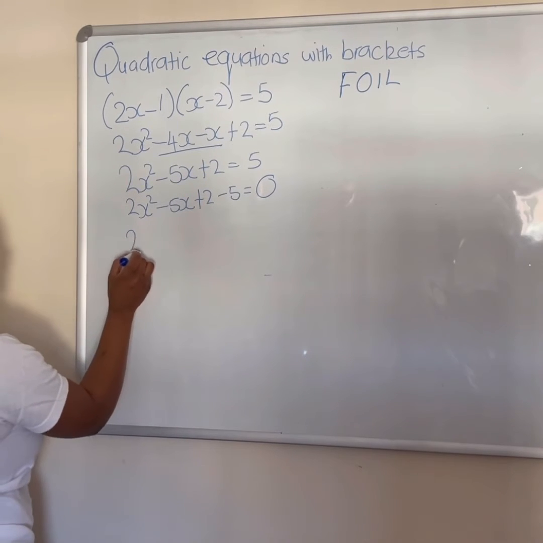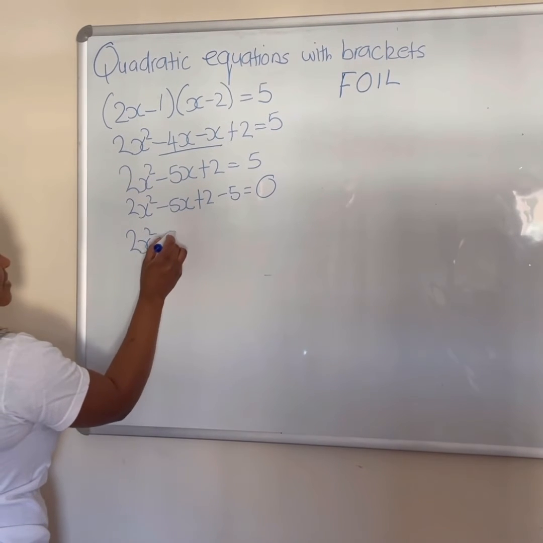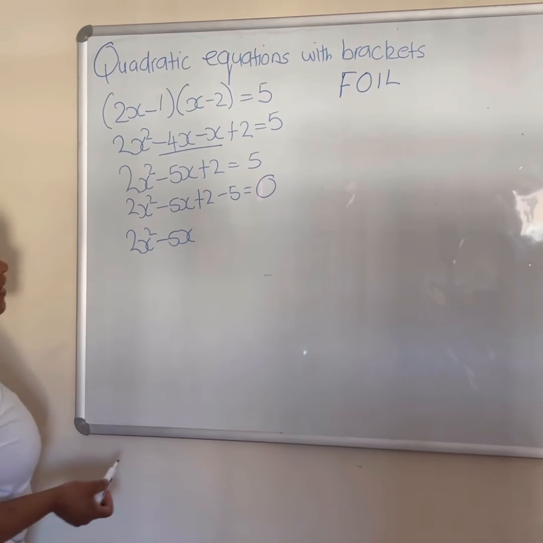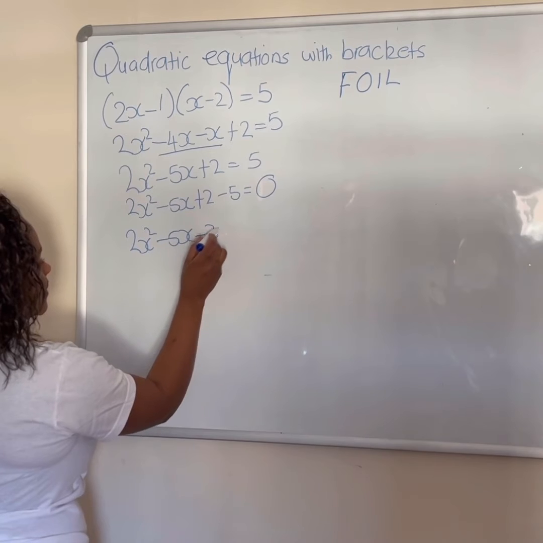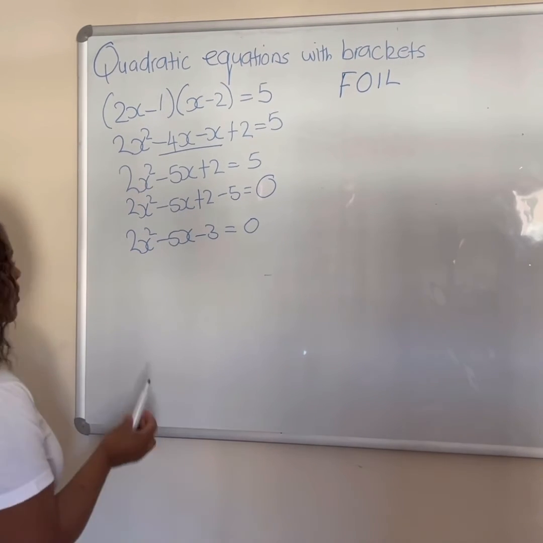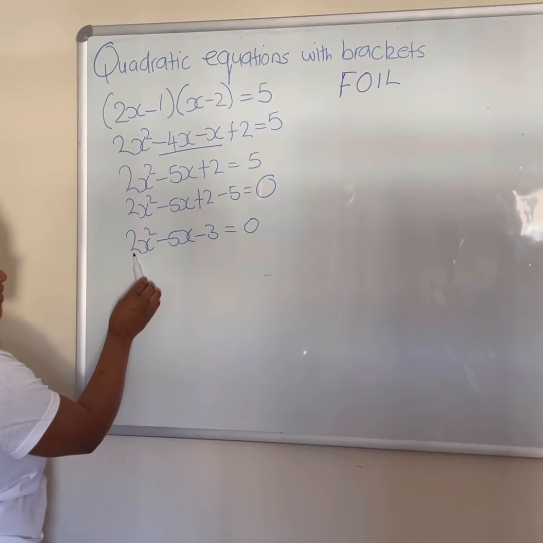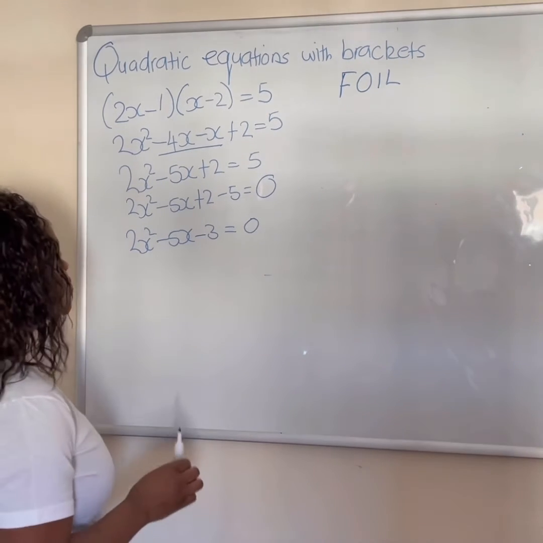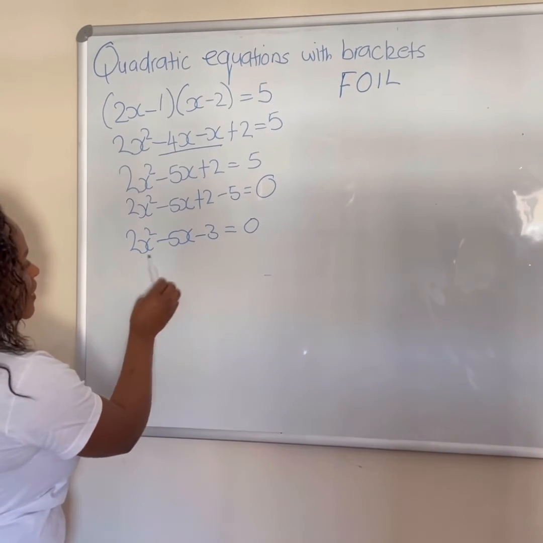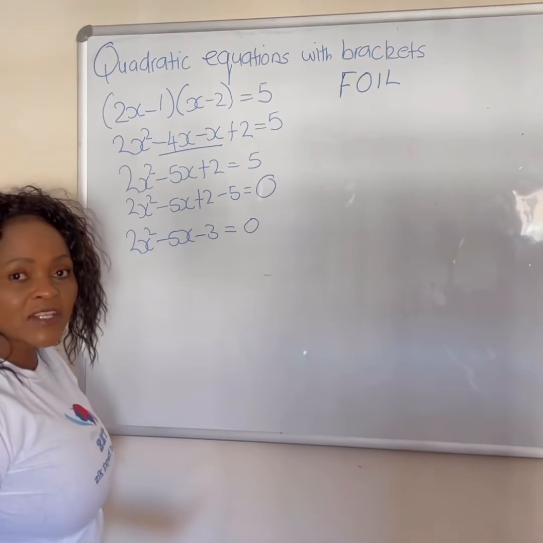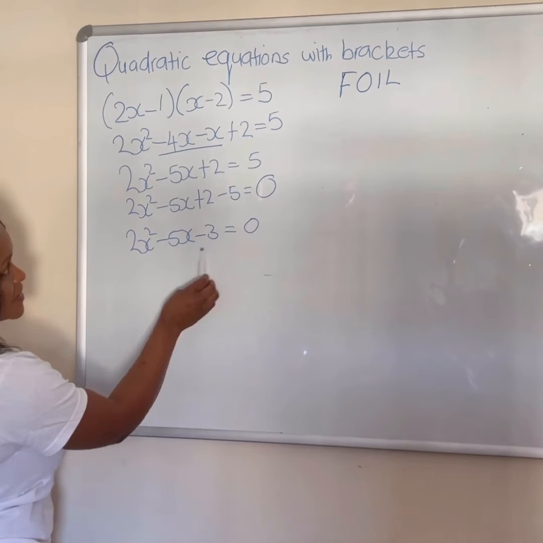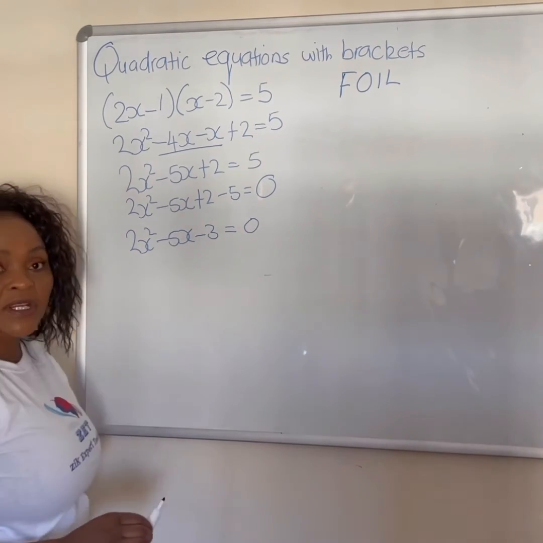Then my 2x squared minus 5x, I've got like terms there. 2 minus 5 would be minus 3. This should be equal to 0. Then I would use the decomposition method because I have got the coefficient. If you are not familiar with factorizing using the decomposition method, you need to go and watch our video which we did on factorizing this, so that it will be easier for you to understand this one.